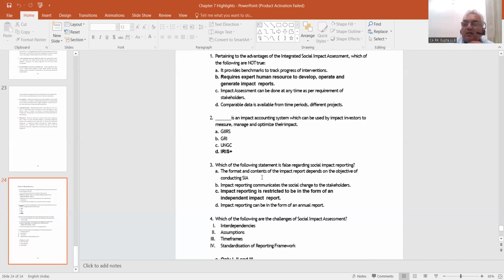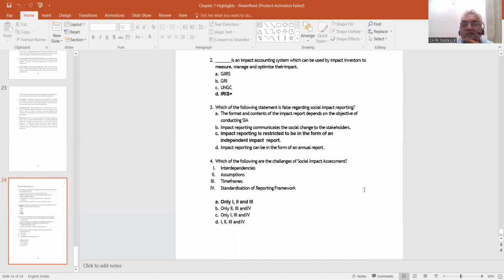Okay. So which of the following are the challenges of social impact assessment? Interdependencies, assumptions, time frames, and standardization of reporting framework. Interdependencies are a challenge, assumptions are a challenge, and time frames are also a challenge. So standardization of reporting framework is not a challenge. Of course, rather it is an advantage.